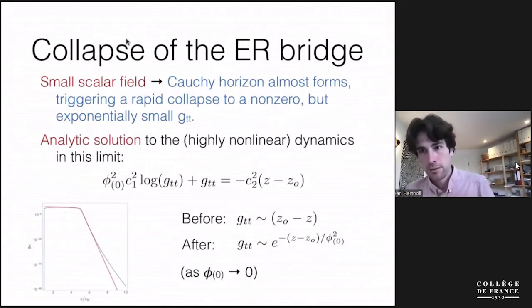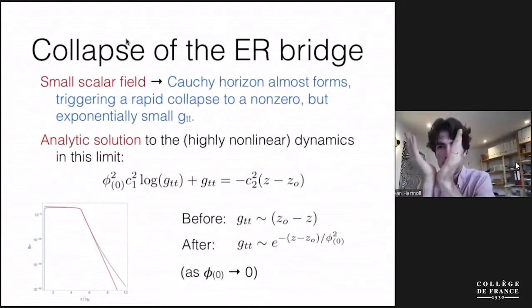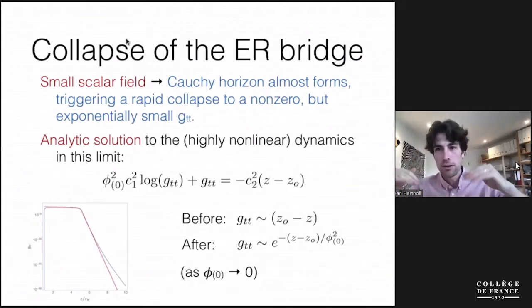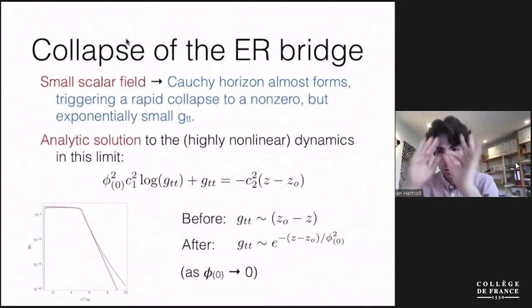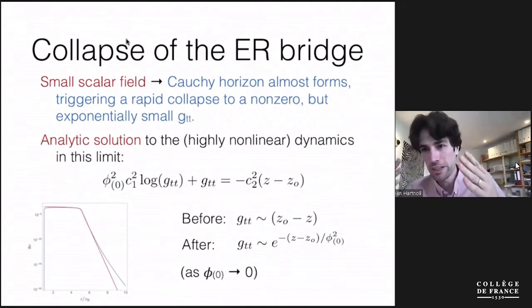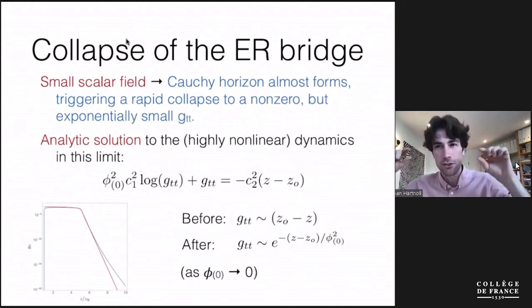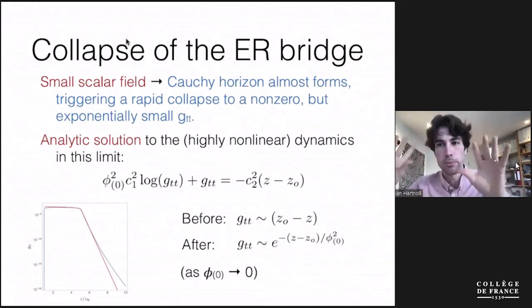An interesting limit is when the scalar field at the boundary is very small. Because that means the solution is almost Reissner-Nordström everywhere, and you get very close to the Cauchy horizon. It's still Reissner-Nordström, but then suddenly it learns that there's not allowed to be a Cauchy horizon, and there's a very strong, very abrupt back reaction of the scalar field. So this is a very nonlinear effect, because the smaller the scalar field, the closer you get to forming a Cauchy horizon, and so the more extreme the back reaction is.